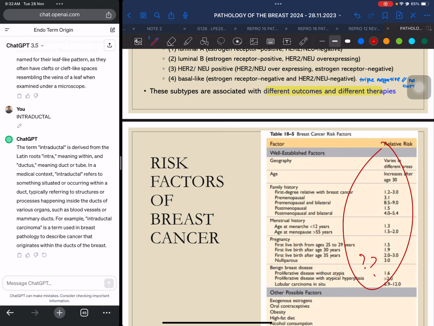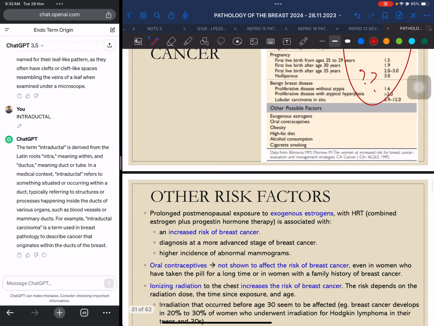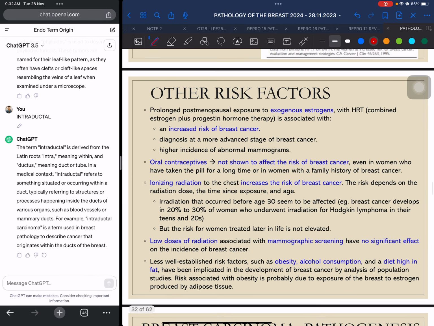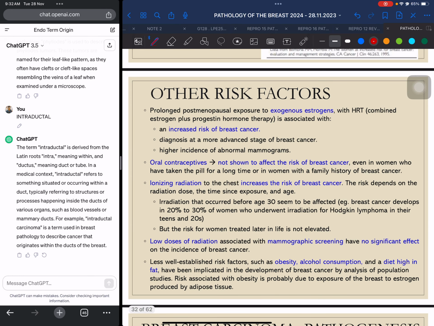As I mentioned earlier, the proliferative pattern of fibrocystic change, especially those associated with atypia, will have increased risk of breast cancer. Okay, and other factors such as exogenous estrogen, when the patient is given hormone replacement therapy, again this can increase the risk of breast cancer. OCP, oral contraceptive pills, are not shown to affect the risk of breast cancer.